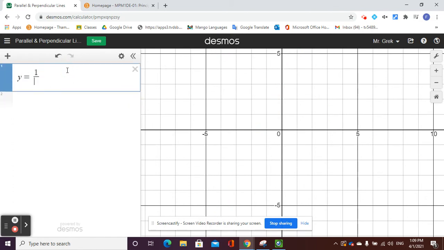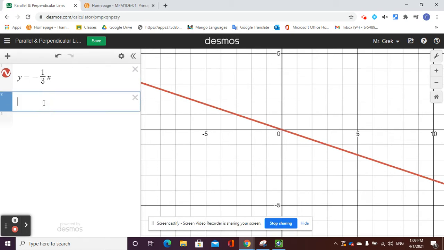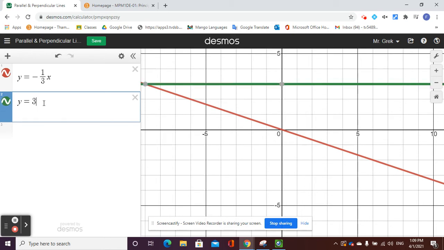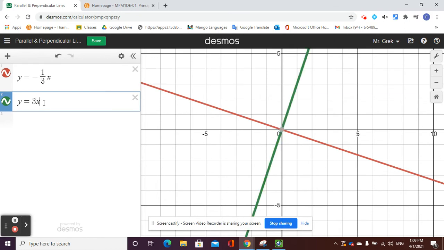If I have the line negative 1/3 x, the perpendicular line to that is going to have the slope that is a negative reciprocal. So my negative is going to become a positive, and the reciprocal of 1/3 would be 3 over 1. So the line 3x will be perpendicular to the original red line.